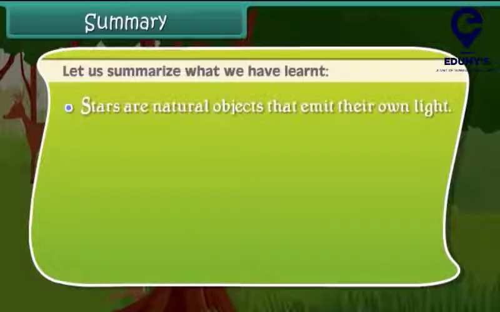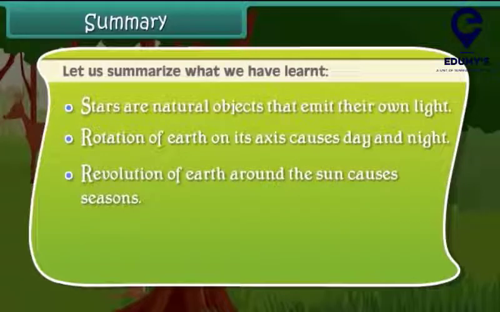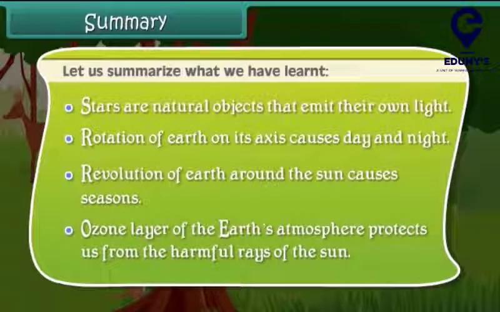Stars are natural objects that emit their own light. Rotation of Earth on its axis causes day and night. Revolution of Earth around the sun causes seasons. Ozone layer of the Earth's atmosphere protects us from the harmful rays of the sun.